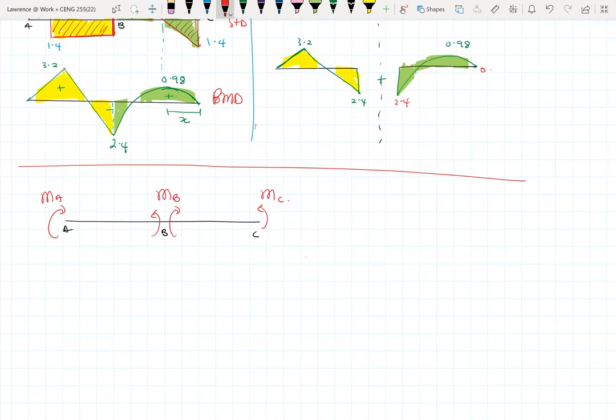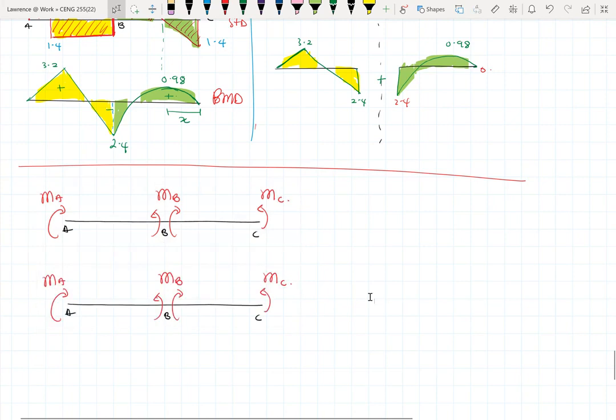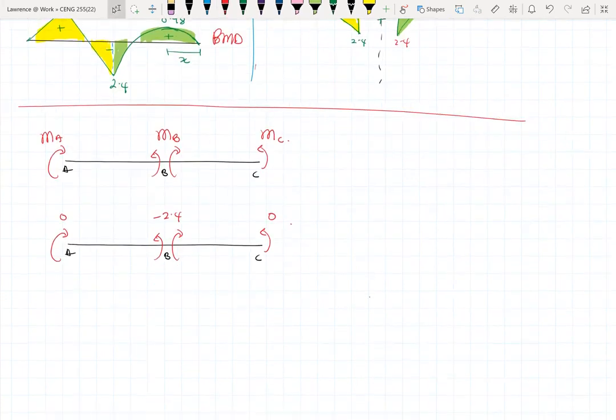Okay. So what if we draw the bending moment diagram based on only these moments? Okay. So we'd end up with, so our MC was given as 0. Our MB was given as minus 2.4. Our MA is 0. Okay. So technically, our bending moment diagram for this particular beam would look like this, with this being 2.4. So this is negative. So this is for only the moment.